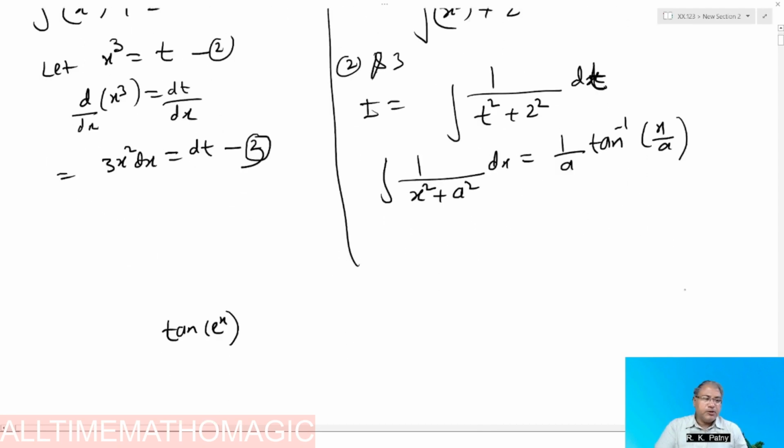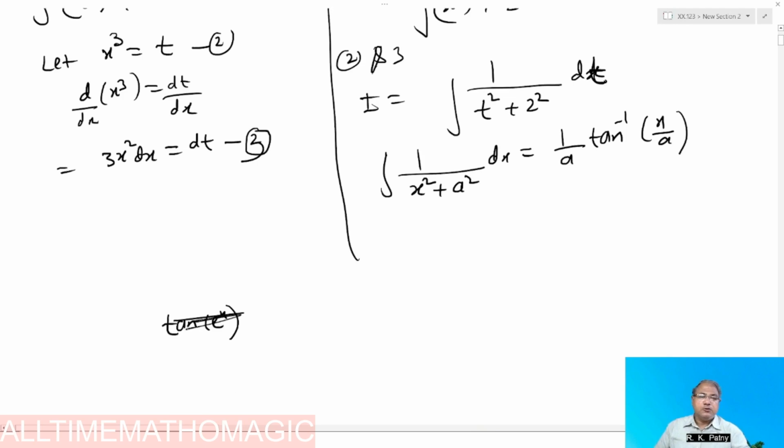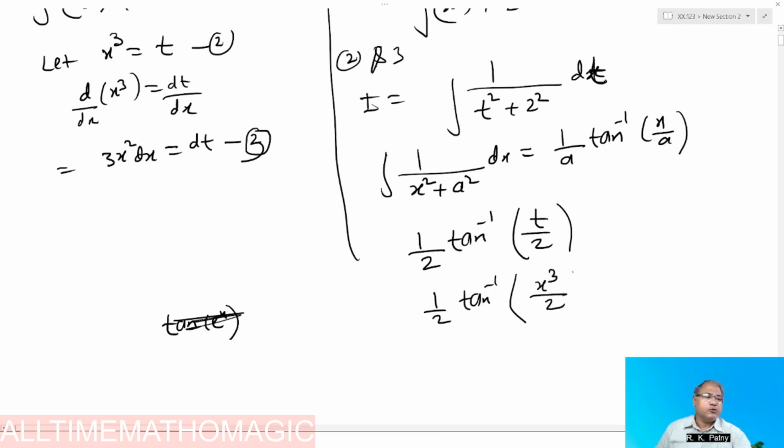Therefore the solution is 1 upon 2 tan inverse of t upon 2. What is t? T is nothing but x cube. So 1 upon 2 tan inverse of x cube upon 2 plus c. This is the required solution.